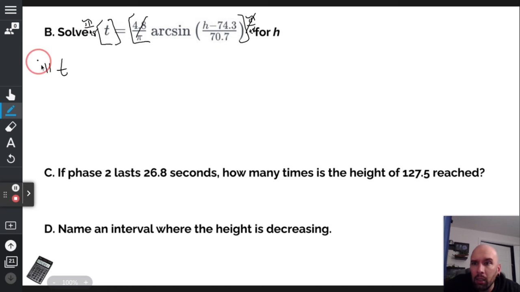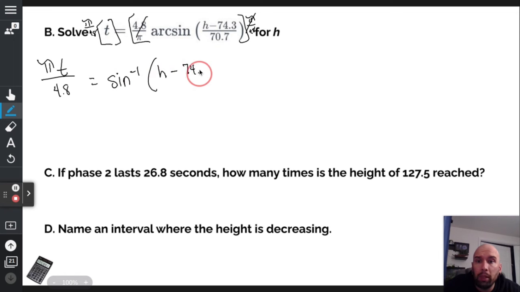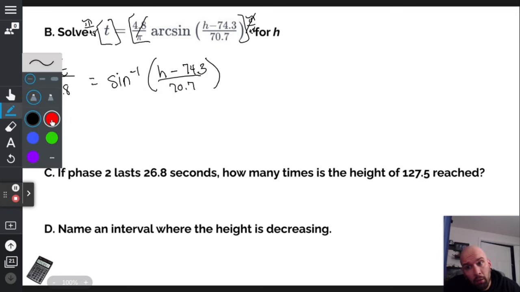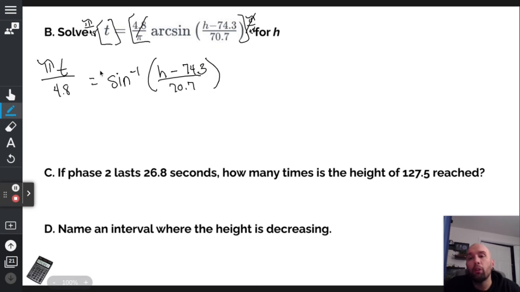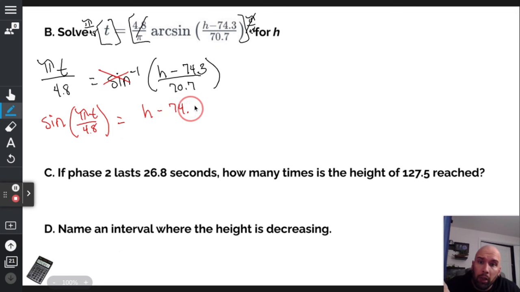So pi t over 4.8 is going to equal the inverse sine of h minus 74.3 over 70.7. Now, to undo an inverse sine, what you do is regular sine. So if I regular sine both sides, which I don't have the space to write out, I get regular sine of pi t over 4.8. That equals h minus 74.3 over 70.7.